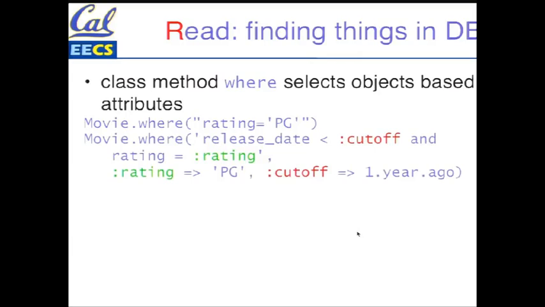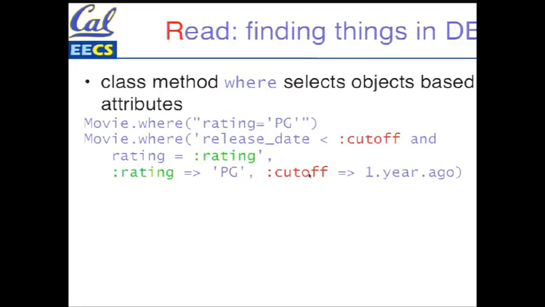I can combine them, right? I can say where release date is less than a symbol, cutoff, and rating equals some other symbol, rating, and then pass a hash saying what values I want to fill in for those symbols. Okay, but the symbols can be whatever you want. I just picked names that I thought were descriptive, cutoff and rating. But any symbol will do as long as every symbol that you mention in your statement has a corresponding value in the hash. Now, why would you do that instead of just doing something like this?